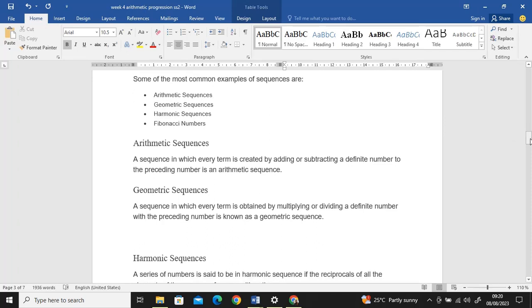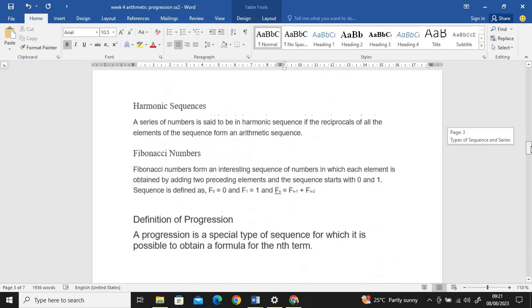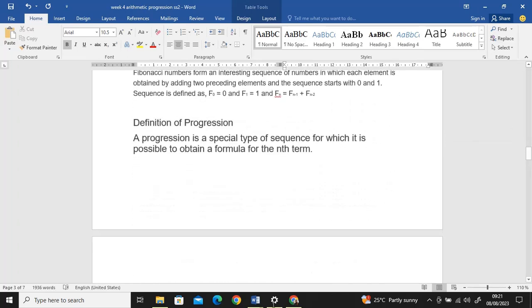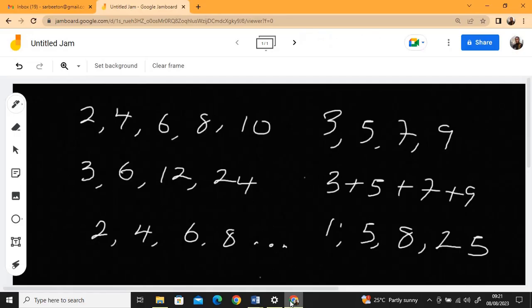Now what is an arithmetic sequence? A sequence in which every term is created by adding or subtracting a fixed number to the preceding term. I told you earlier that I will only explain arithmetic sequence. As time goes on, I will explain the other ones, geometric sequence, harmonic sequence, Fibonacci sequence, and so on. Let me explain the arithmetic sequence to you.